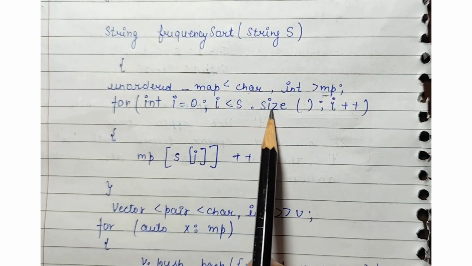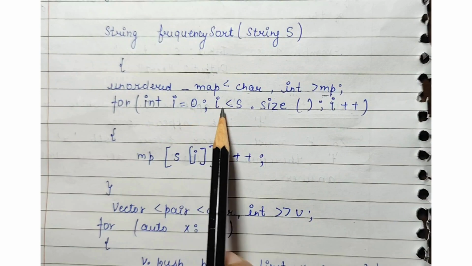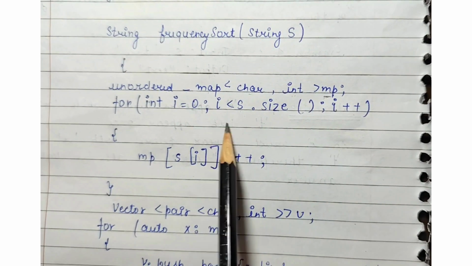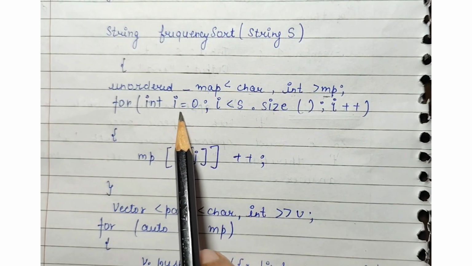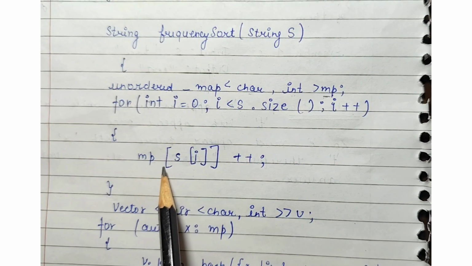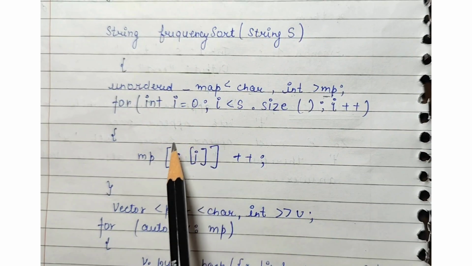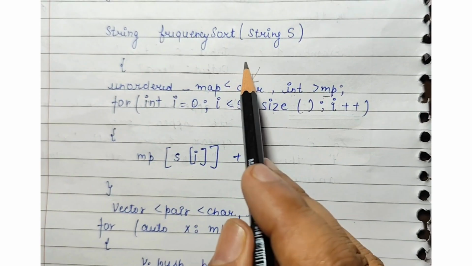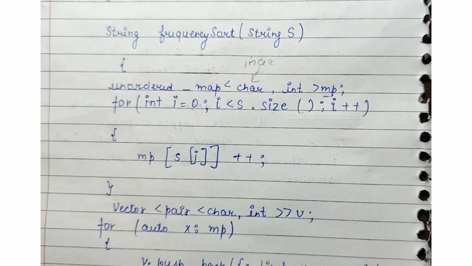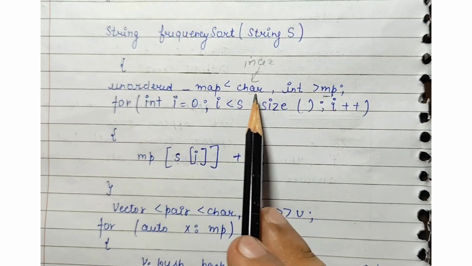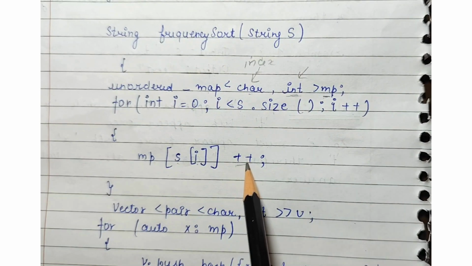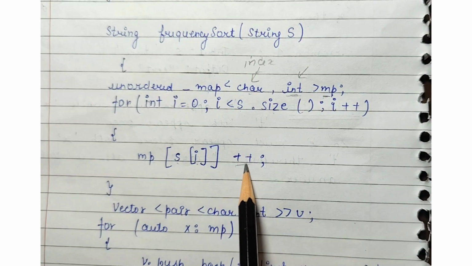First I traverse the string, so i is equal to 0, i less than s.size(), because s is our string, i plus plus. We traverse the string from index 0. Then map of s of i, because I told you that the first character is represented as the index, means the value in the second column is updated by the plus plus operator.